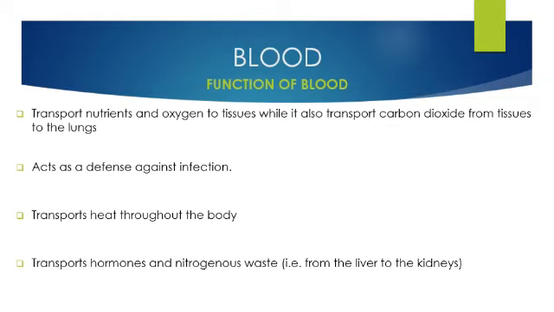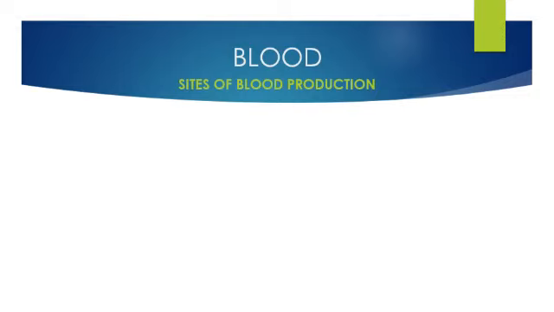The third one is that they transport heat throughout the body. I'm sure sometimes it gets cold, so blood is a fluid that enables equal distribution of heat through the body of an organism. Then last but not the least, blood transports hormones and nitrogenous waste. The nitrogenous waste transported by the blood is usually from the liver, and it helps this nitrogenous waste to get to the kidneys. With that said and done, now let's look at the sites where blood is produced.